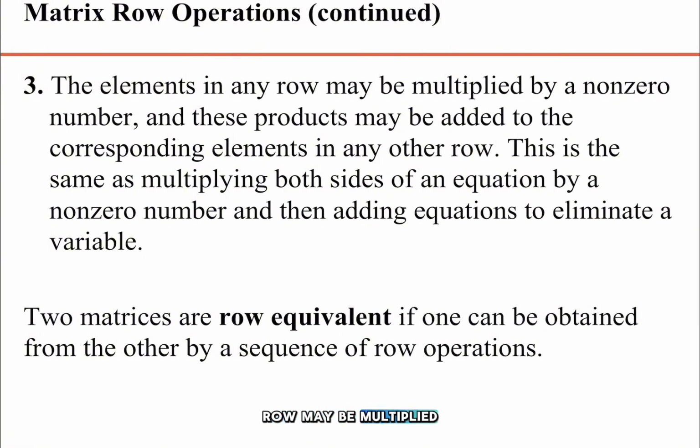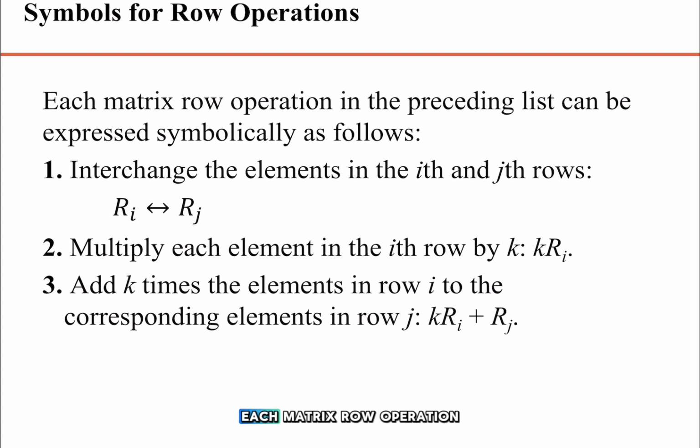The elements in any row may be multiplied by a non-zero number. That, again, just means that it's a number. It could be negative, it could be positive. And then these products may be added to the corresponding elements in any other row. This is the same as multiplying both sides of the equation by a non-zero number and then adding equations to eliminate a variable. Two matrices are row equivalent if one can be obtained from the other by a sequence of row operations. Each matrix row operation in the preceding list can be expressed symbolically as follows.